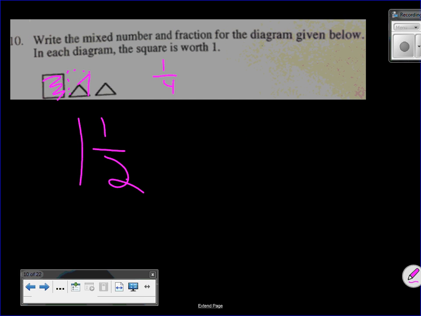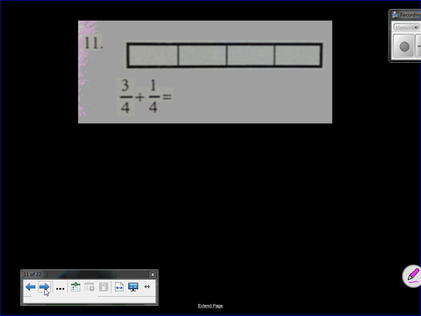Next problem. 2 times 1 plus 1 is 3 over 2. Please don't forget to do both of these for your test.